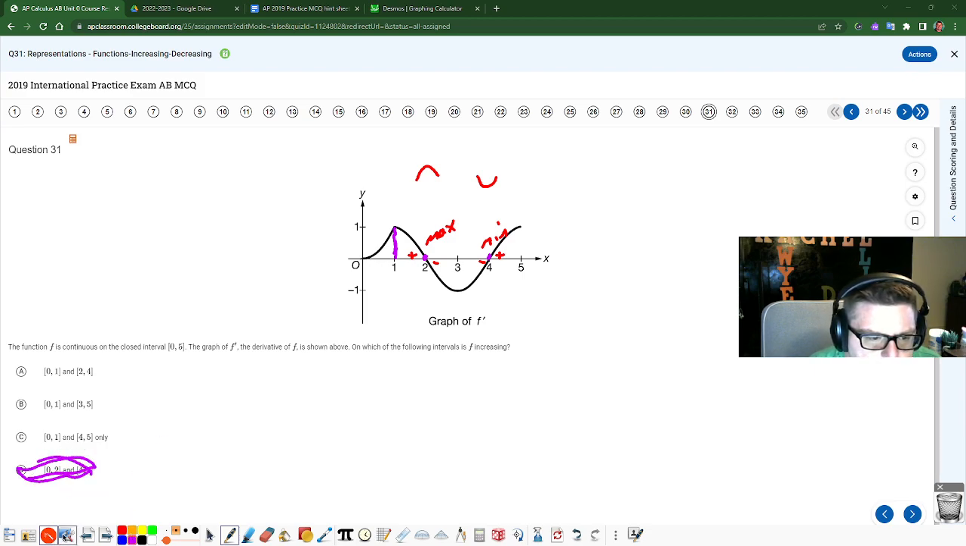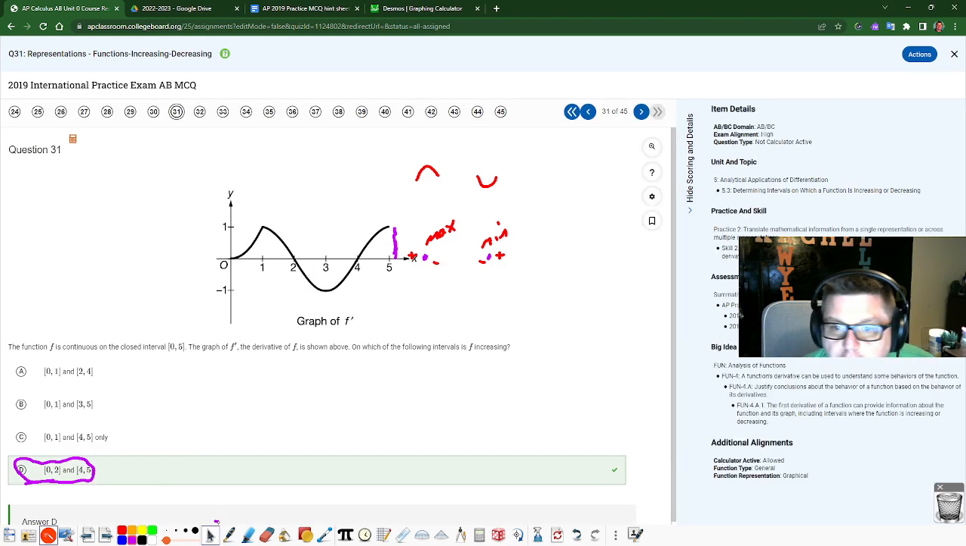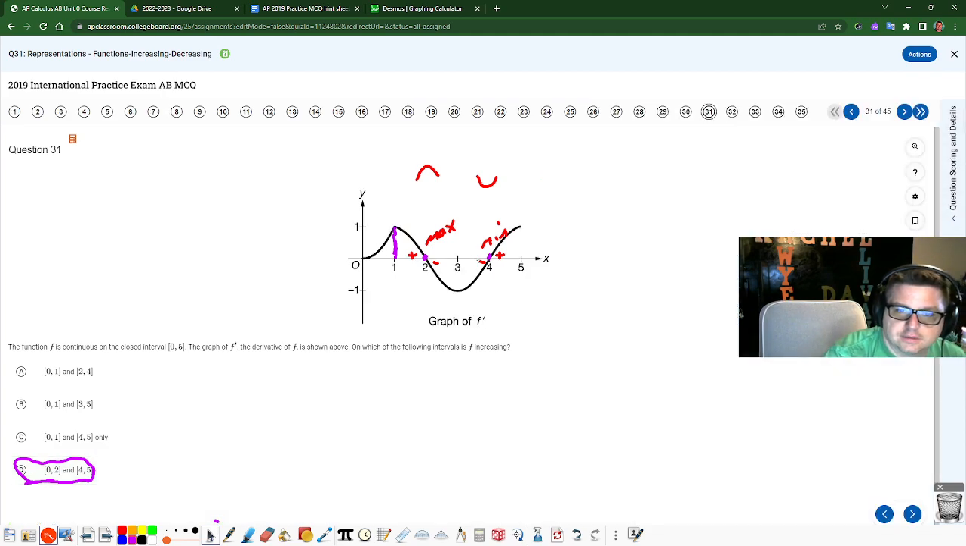Don't overthink this. I feel like you're just going to overthink this. We're looking at the first derivative. What's increasing is what's above the x-axis. What's above the x-axis is from 0 to 2 and from 4 to 5. I'm going with it. Final answer. Okay. See, they just try and throw all that stuff at you. It's okay. Moving on.